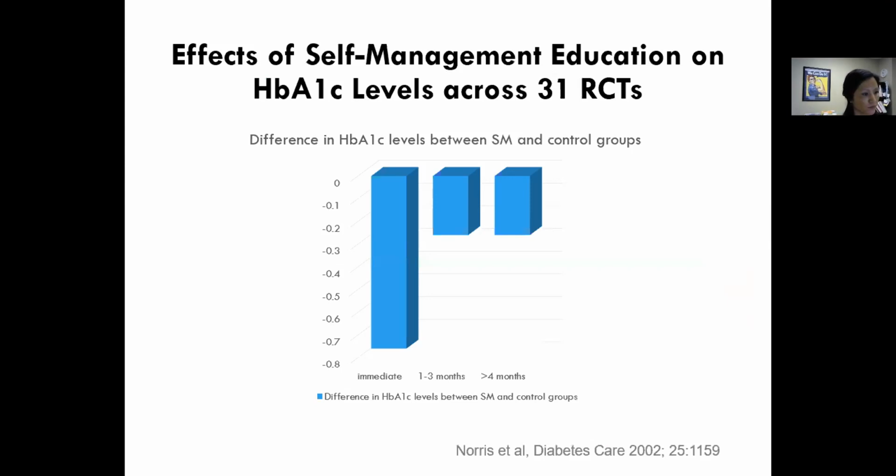But you'll notice that 1 to 3 months and greater than 4 months later, after the intervention stopped, the reduction in A1Cs climbed back up again. So while there was still a reduction of 0.2 of 1%, we had lost approximately 0.6 of 1%, and that was because self-management activities in the practices stopped when the project stopped.